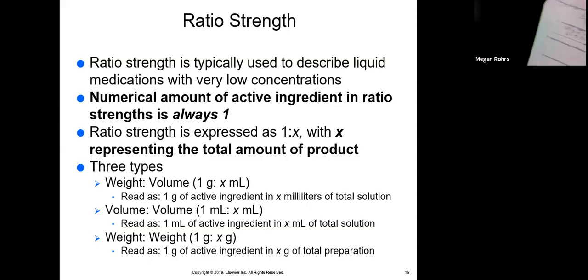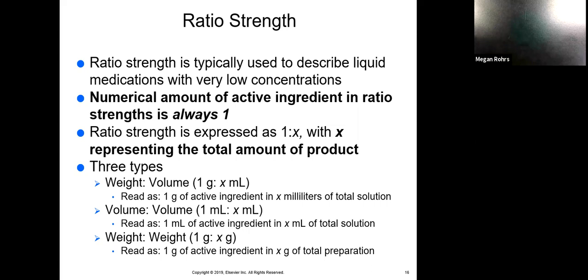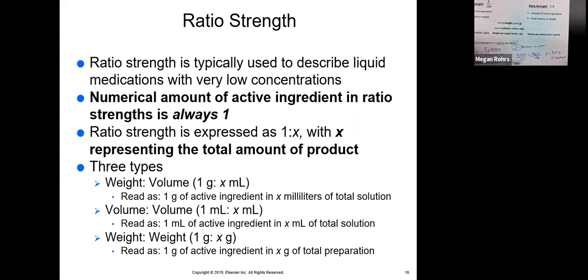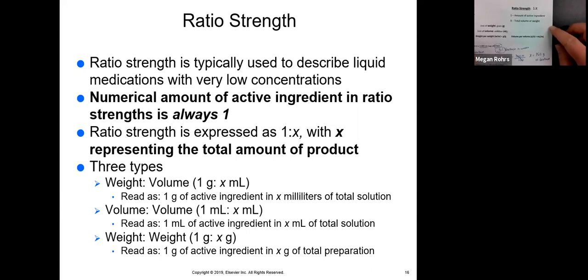Okay, so ratio strength is another way to express the strength of a medication. Usually you see ratio strengths when there is a very little amount of active ingredient in a drug. Now at the top of your math worksheet, at the very front, I wrote ratio strength here on the left side. So really make sure that you don't confuse ratio strength with percentage strength, okay?